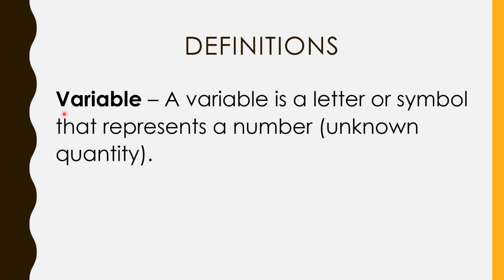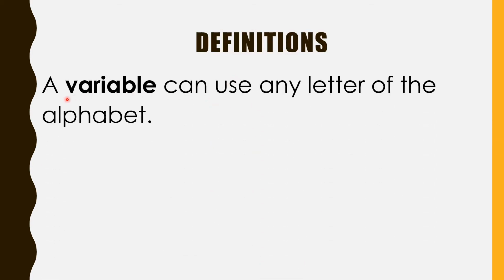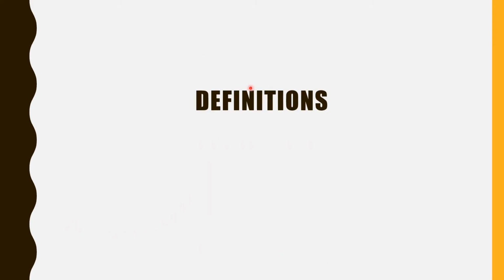Definitions. Variable. A variable is a letter or symbol that represents a number or an unknown quantity. Example, n plus n equals 12. So n here is our variable. Next, another definition. A variable can use any letter of the alphabet. Example, n plus 5, x minus 7, w minus 25.